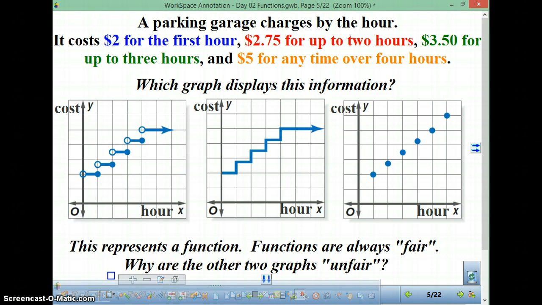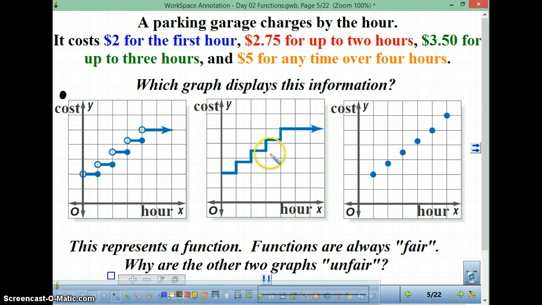Take a look. All right, the answer is that this graph right here displays it incorrectly. So let's say you stay for an hour and a half. We go an hour and a half on the x-axis, then you have to pay $2.75. If you stay 6 hours, 1, 2, 3, 4, 5, 6, then you have to pay $5. Is that correct? Yeah, $5. We're good.